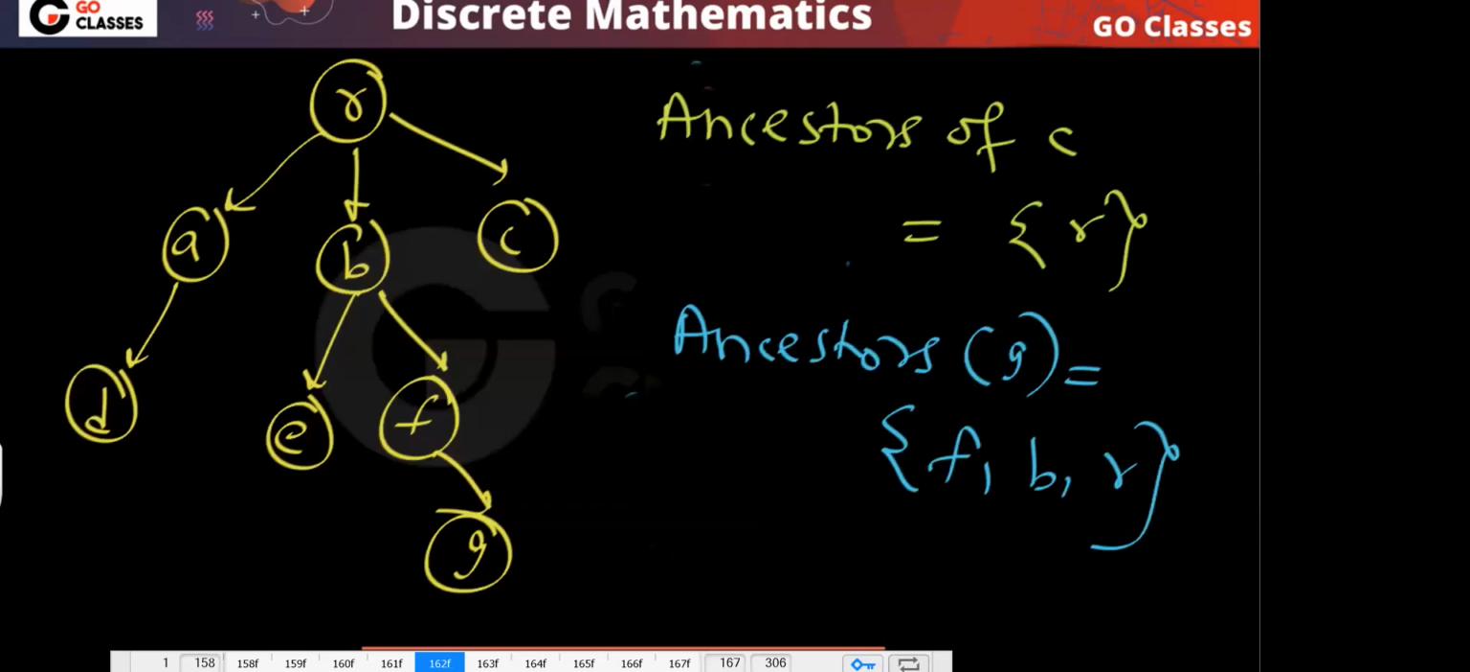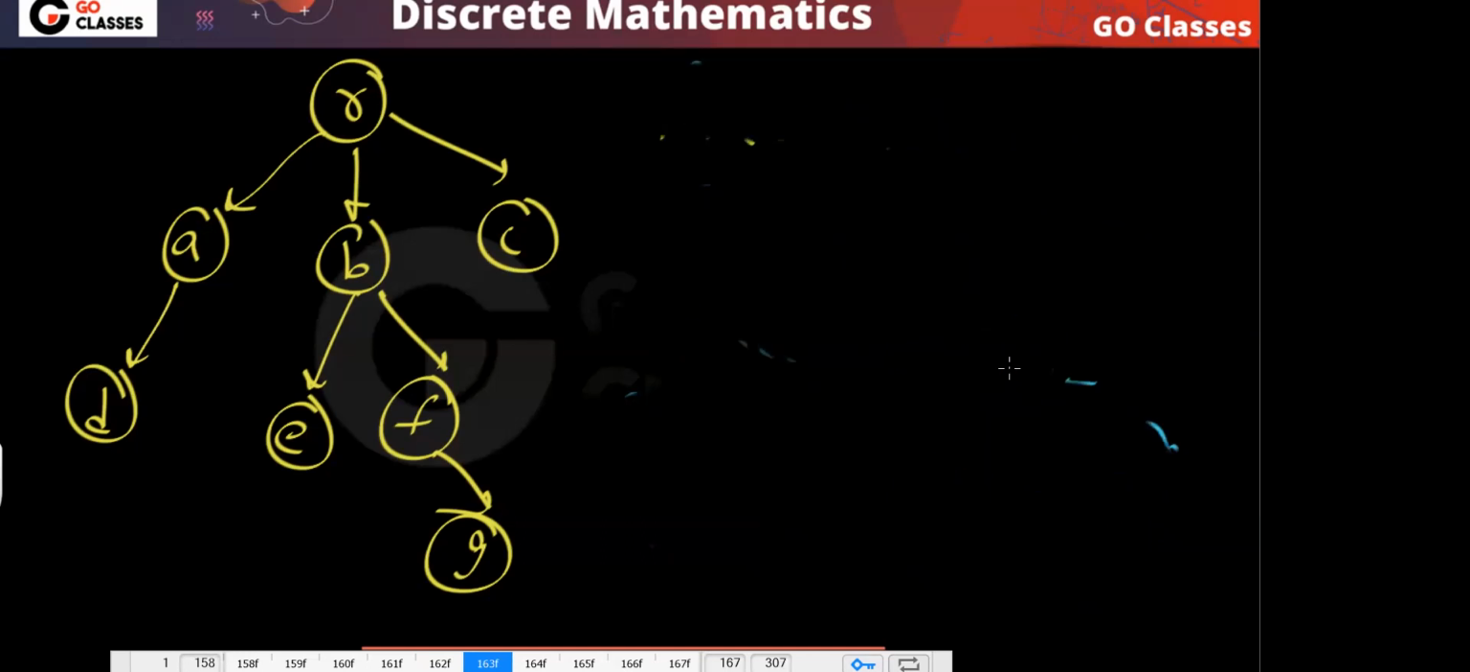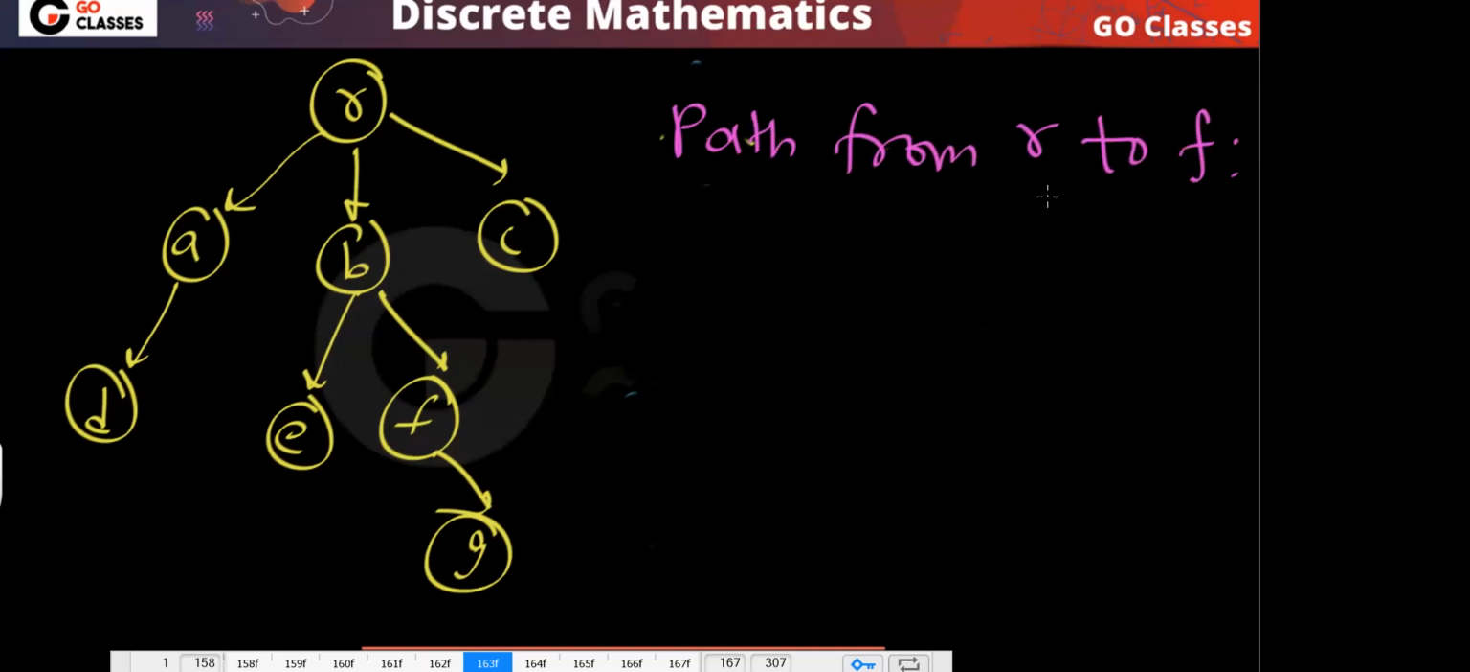Now, what is a path? What is the path from A to G? You have a unique path because it is a rooted tree. So what is the path from R to F? That will be R to B, B to F. So this is the path from R to F. You will have a unique path from root to every other vertex.